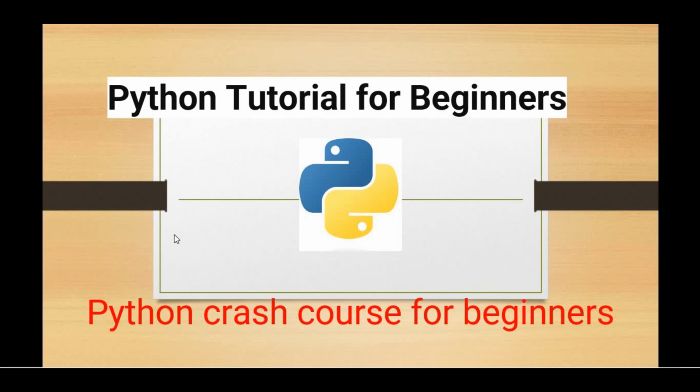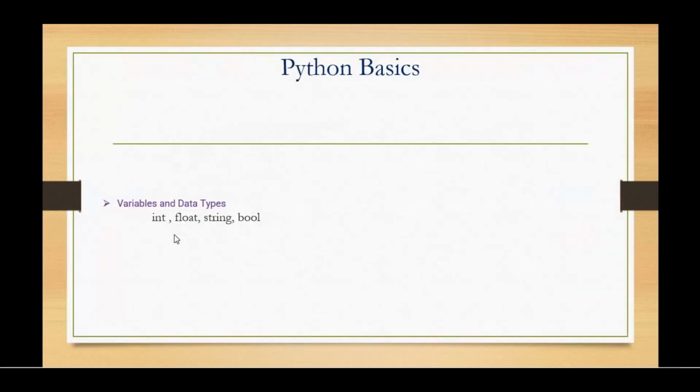Hello everyone. In this video, we are going to discuss variables and data types. First, variables are used to store data that can be referenced and manipulated in a program. For example, if you want to store a number or a name or any kind of data, we have to store it somewhere. To store it, we have the data types.